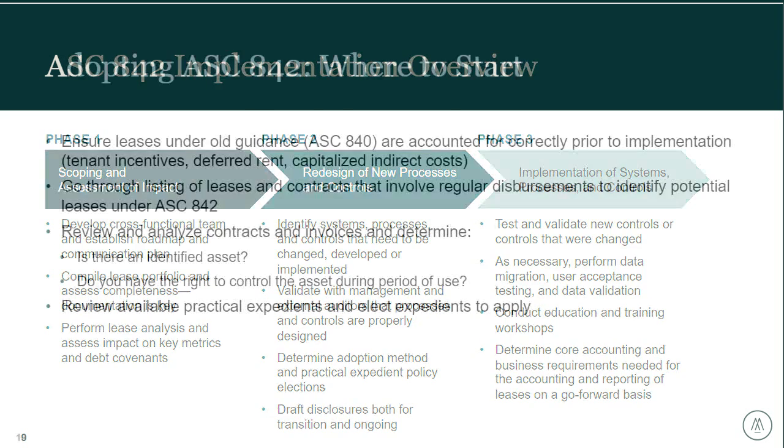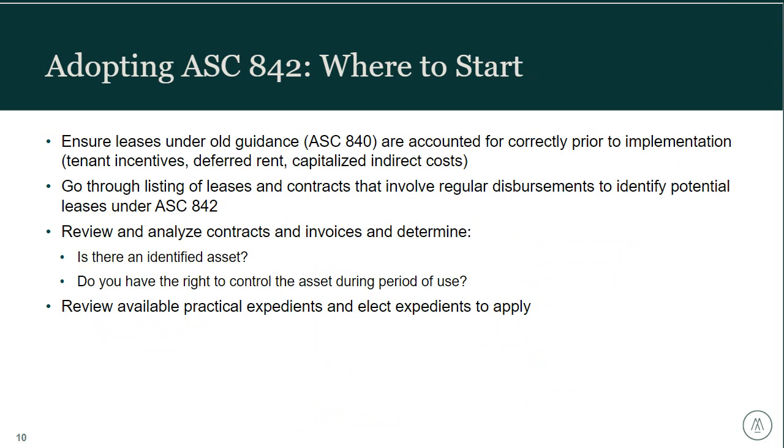All right, so let's talk a little bit about adopting ASC 842 and where we start. How do we get this whole ball rolling? One, ensure the leases under the prior standard are accounted for correctly. You know what you had, either in your note disclosure on your operating leases, or what you had under your capital leases. Make sure that they're accounted for correctly prior to implementation.